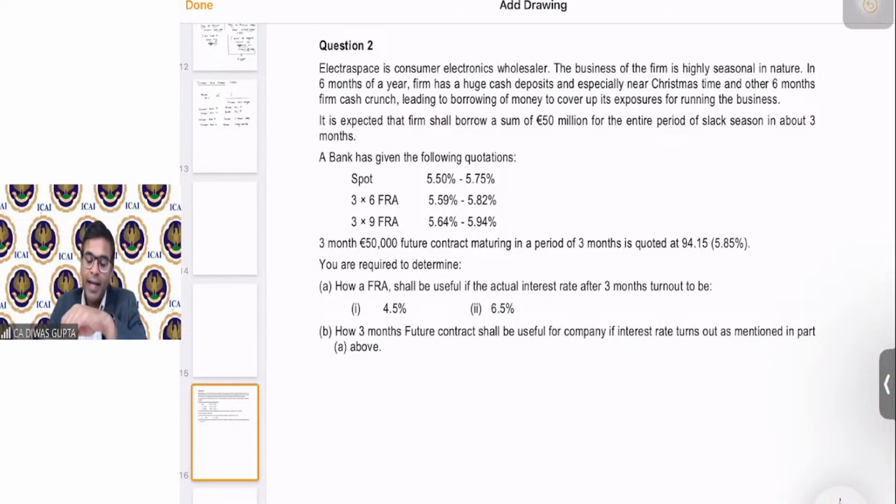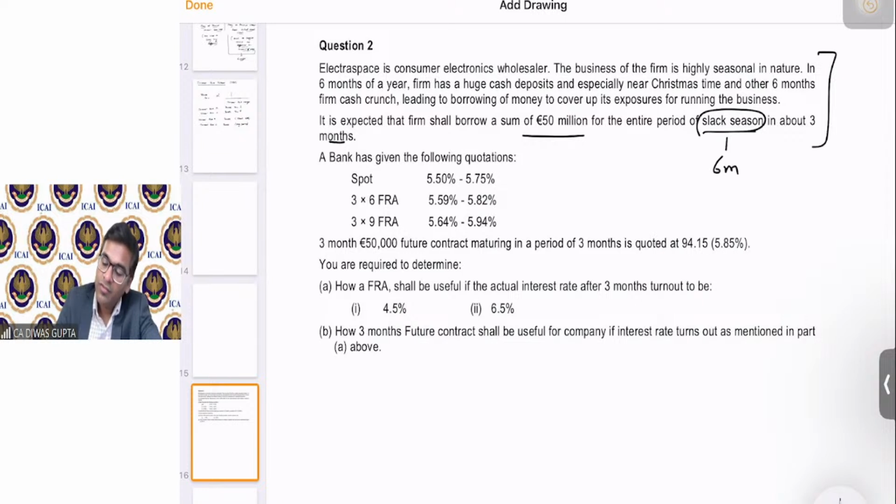Now, it is expected that the firm shall borrow a sum of euro 50 million for the entire period of slack season in about 3 months. So what they're saying is in about 3 months, the slack season is going to come. Since it is going to come, they are expecting to borrow 50 million. Now, what is the FRA quote here, students? What is the right FRA quote? What is the duration of slack season? 6 months. When will the slack season start? After 3 months from now.